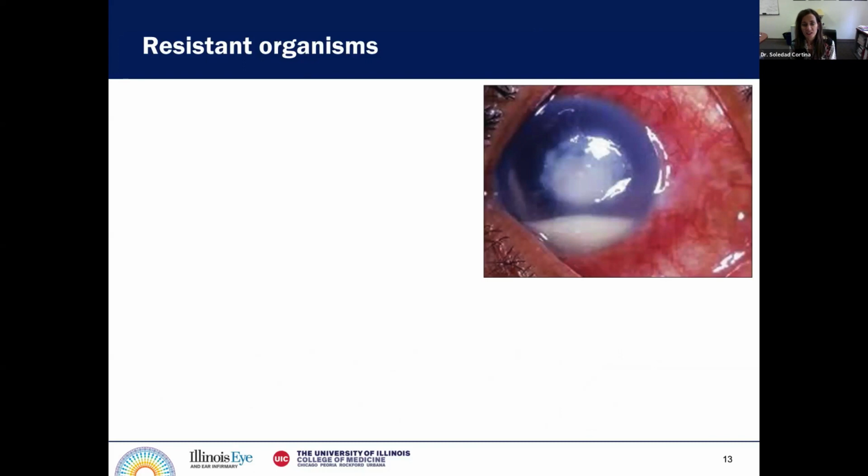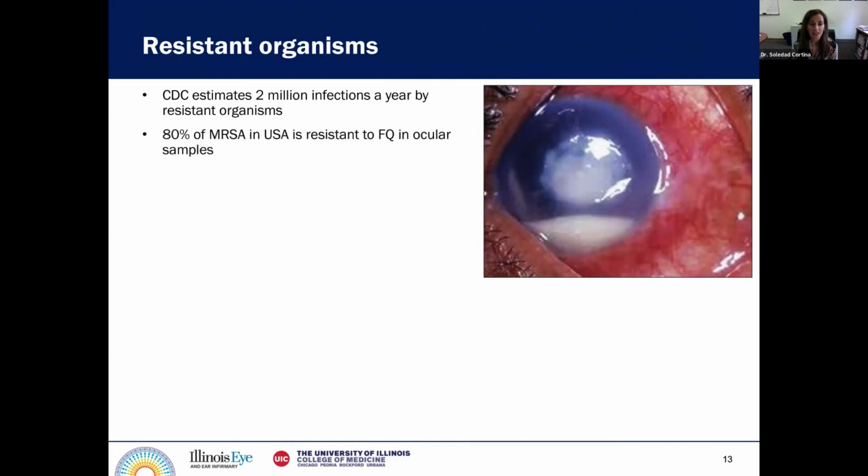What about resistant organisms? So not everything responds to our initial antibiotic. The CDC actually estimates there's at least 2 million infections a year by resistant organisms today. 80% of methicillin-resistant Staphylococcus aureus in the United States is actually resistant to fluoroquinolones in ocular samples. So we look at all the ocular samples, all the MRSA that we recover, 80% will not respond to fluoroquinolones.